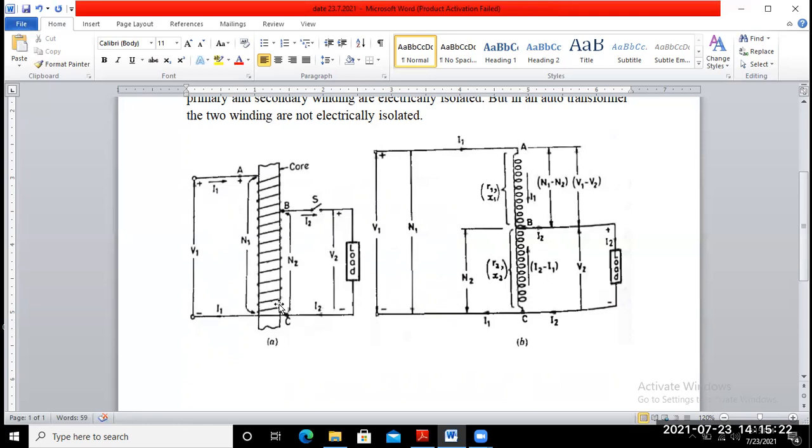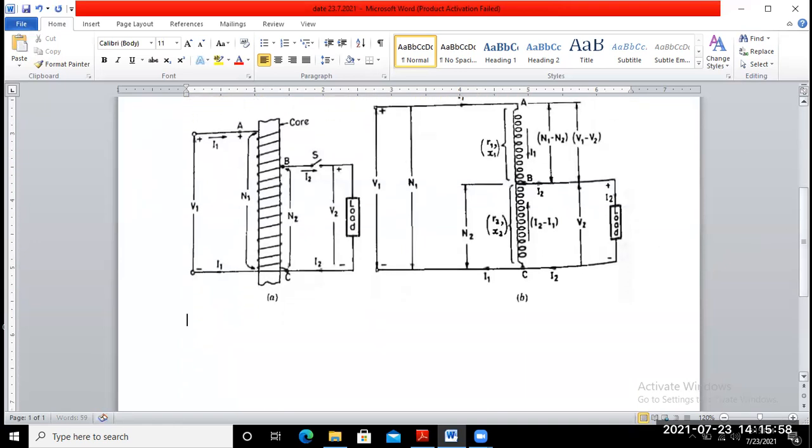That means I1 is taken from the source. If you know that in the transformer input power equals output power, we can write here input power, represented by current I1 into V1 into cos theta 1, equal to output power, that means V2 into I2 cos theta 2. So when the switch is closed, the load current I2 starts to flow through the load.